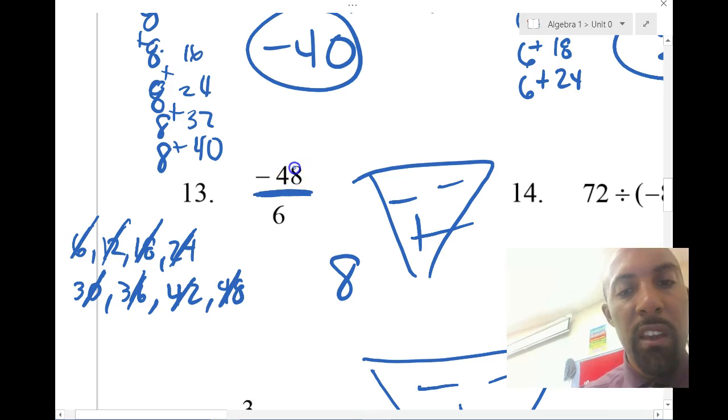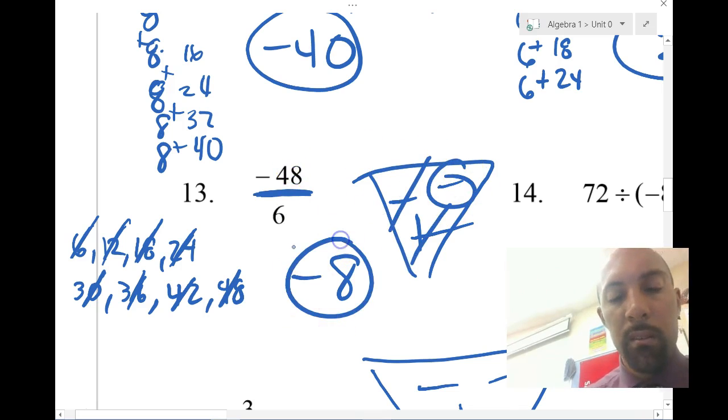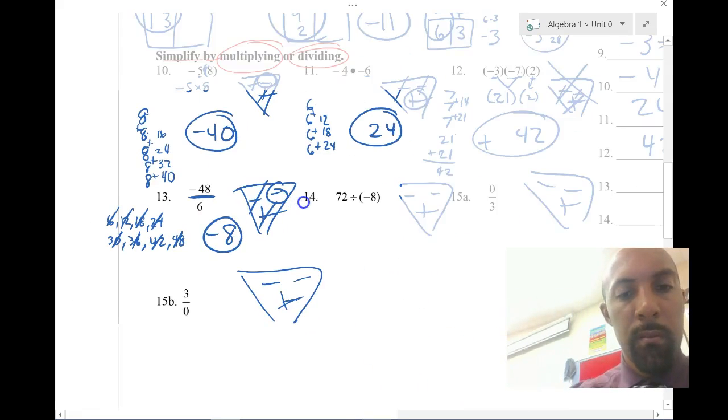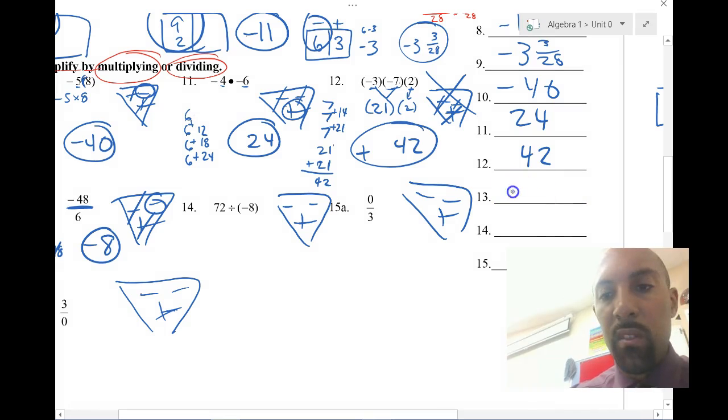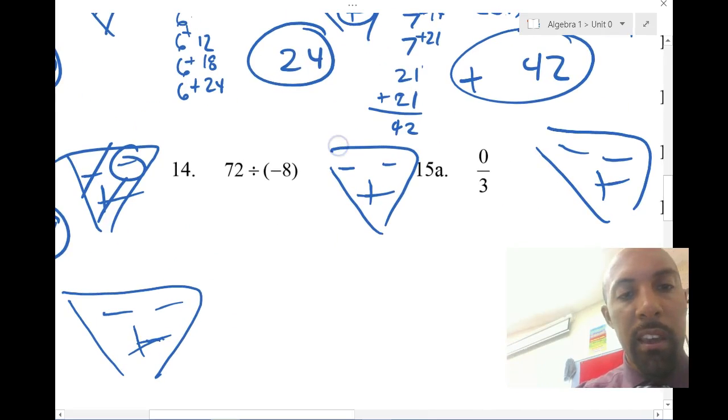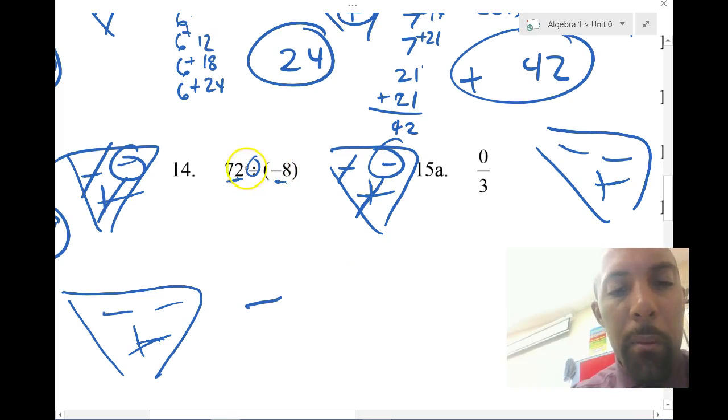Okay, and then 48 is minus, 6 is plus, so the answer is minus. Okay, so minus 8 for number 13. Now, again, divide. I want to know how many times does 8 go into 72. Now first I'm going to figure out the sign. So 72 is plus, 8 is minus, so my answer is going to be minus. Okay, so I don't know how many times 8 goes into 72, so I'm again going to add.